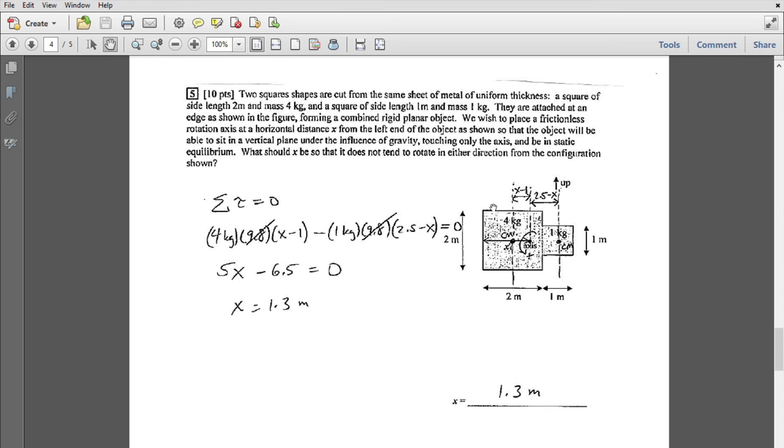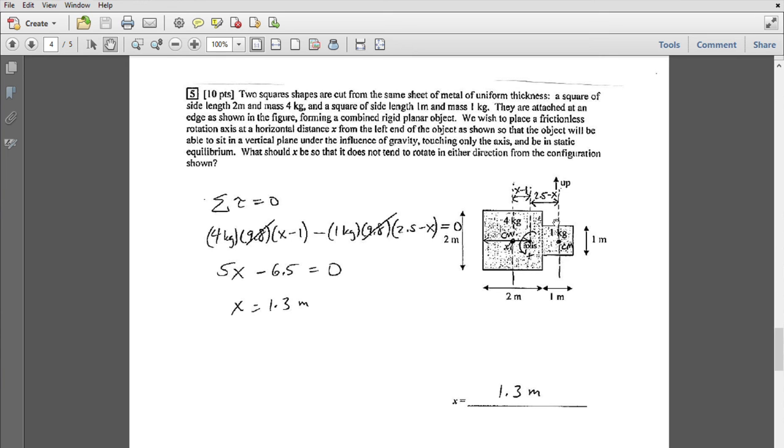So what we need is that the sum of the torques about the axis should be equal to 0. I could think of this as one object, but it's just as well to take the gravitational torque due to just this part of the object, plus the gravitational torque due to just this part, because each of those are nice symmetric objects. We know the center of mass of the left square is at its center, and we know the center of mass of the right square is at its center.